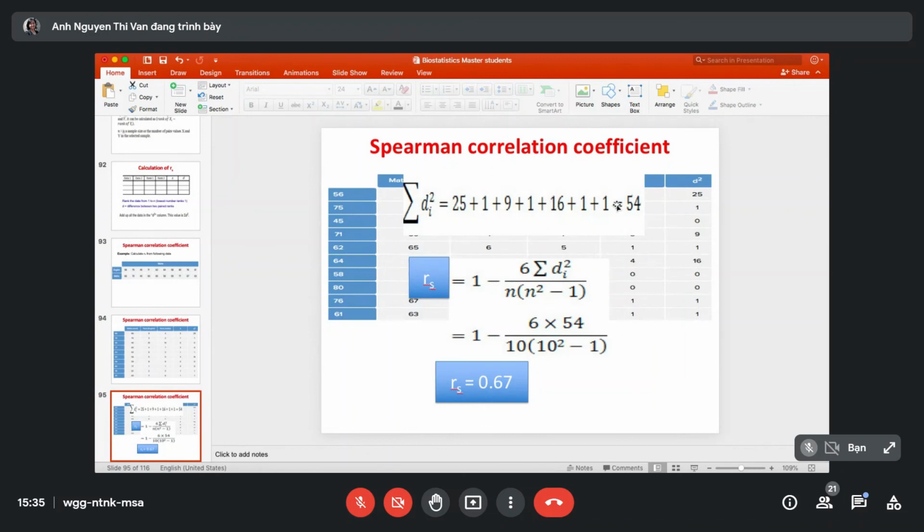Yes. First of all, Pearson correlation applies to normally distributed data, and Spearman correlation does not require normality. The Pearson correlation can tell us about the linear relationship, but the Spearman correlation just tells us about the trend.